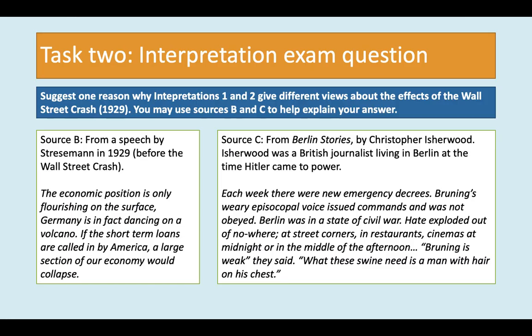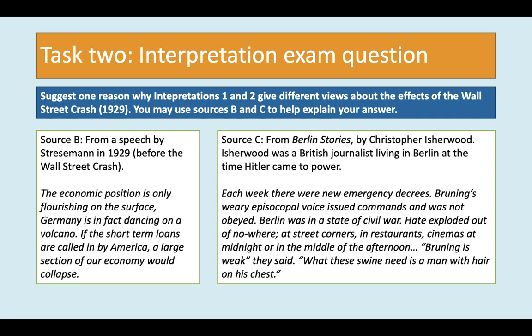Then the next thing I'd like you to do after that is to try the follow-up question here. So it says, suggest one reason why interpretations 1 and 2 give different views about the effects of the Wall Street crash. You may use sources B and C to help explain your answer. So source B is the source that we've already looked at before. It's that speech by Stresemann about the economy only flourishing on the surface, but it's actually dancing on a volcano.